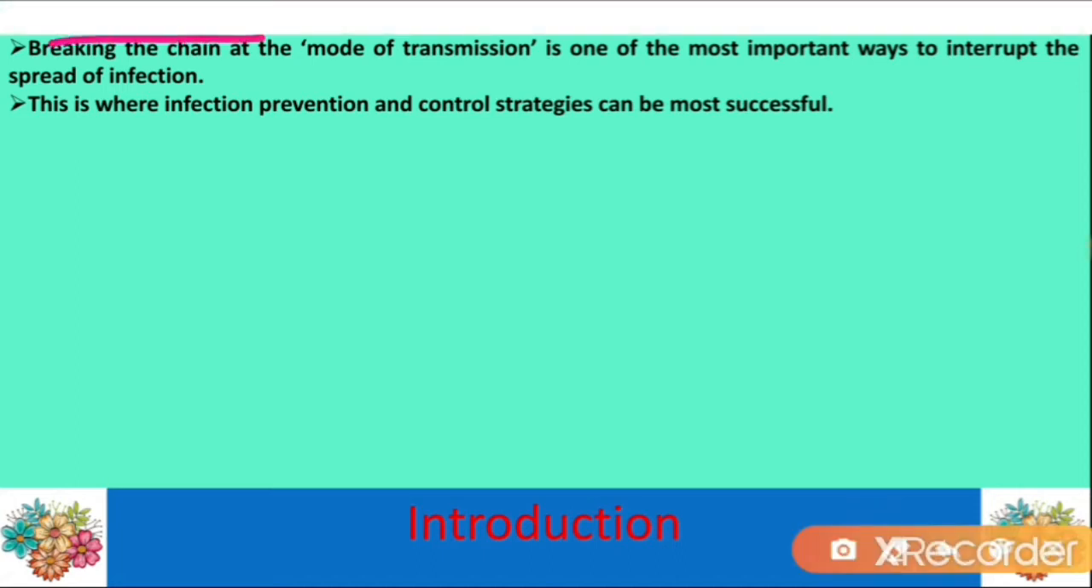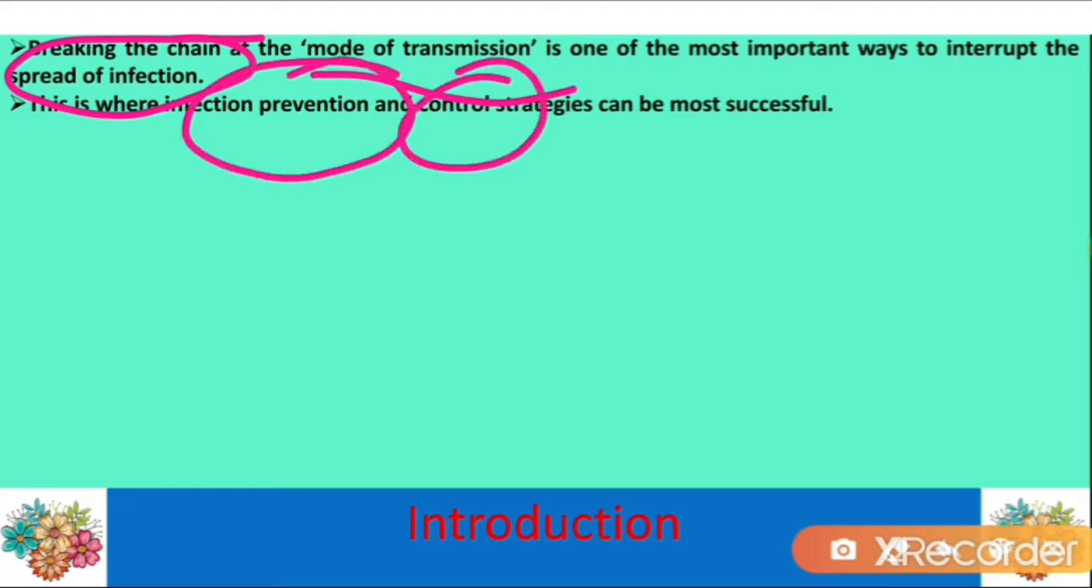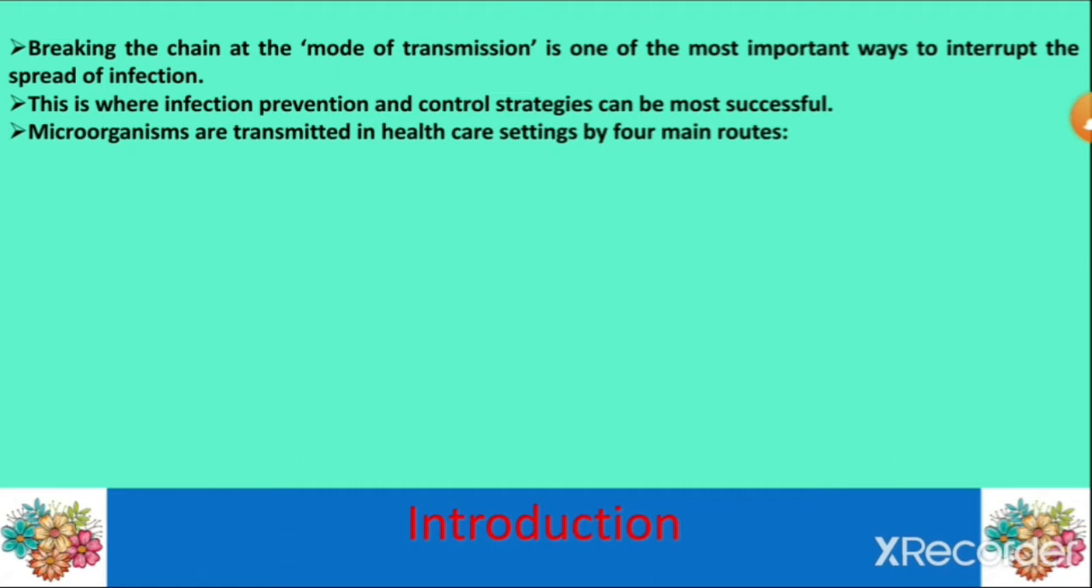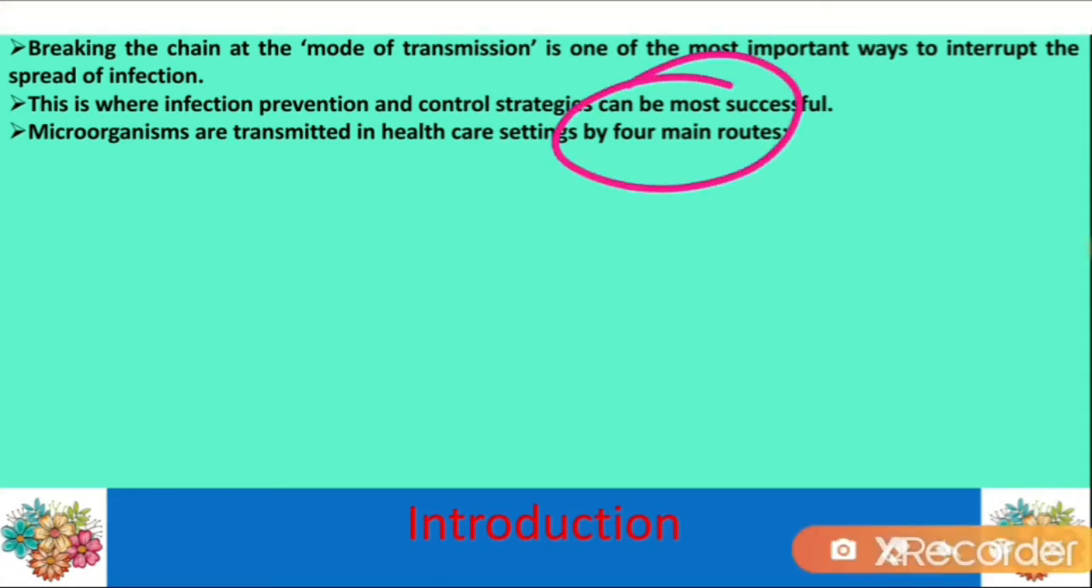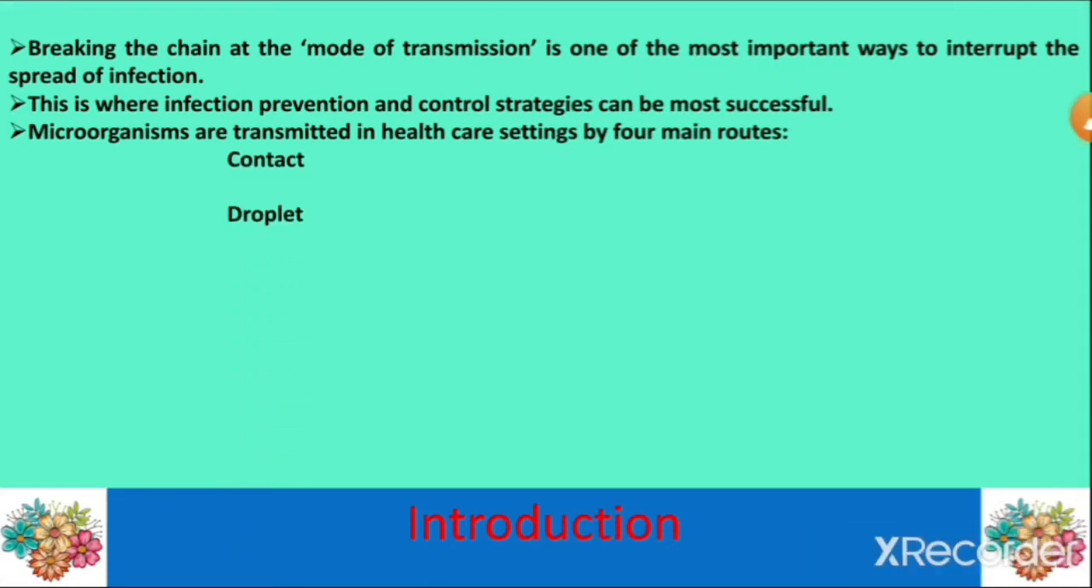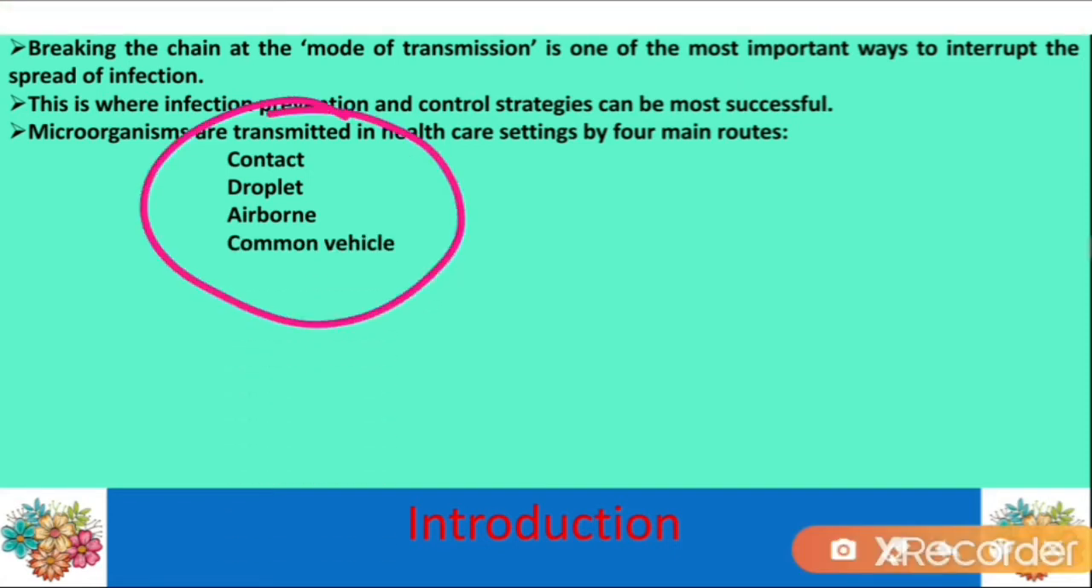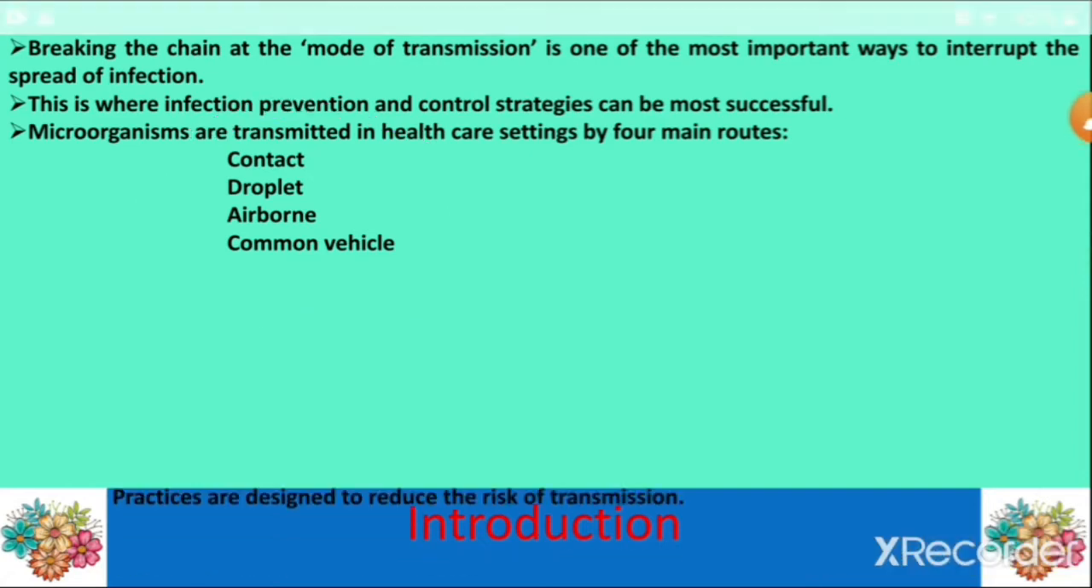If you want to break the chain of any disease, we first have to understand the mode of transmission. By understanding the mode of transmission, we can prevent and control that specific disease. Microorganisms are transmitted in healthcare settings mainly in four ways: contact, droplet, airborne, and common vehicle. These are the four ways by which any disease or microorganism can transmit in healthcare settings.